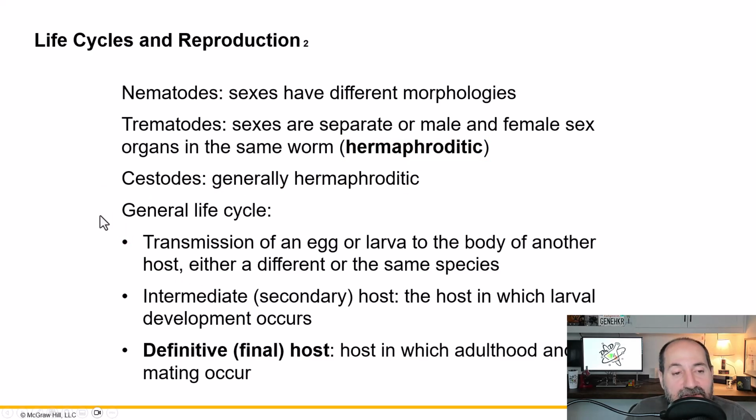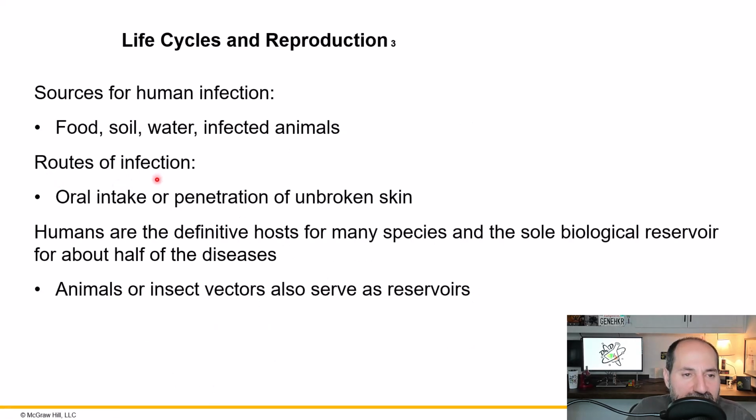Okay, and how does the life cycle work? Transmission of an egg or larva to the body of another host, either a different or the same species, then the intermediate or secondary host in which the larval development occurs, and the definitive host, the host in which adulthood and mating occur. And what are the routes of infection? Oral intake or penetration of unbroken skin. Humans are the definitive hosts for many species, and the sole biological reservoir for about half of the diseases. Animals or insect vectors also serve as reservoirs.